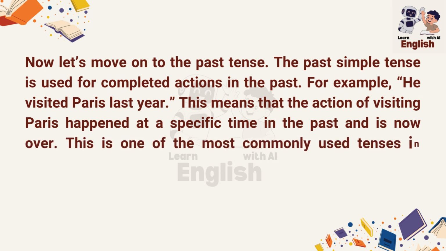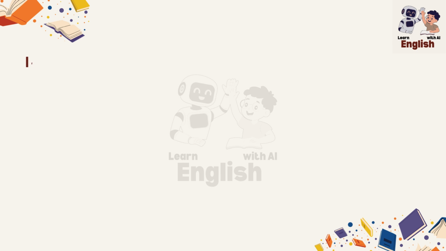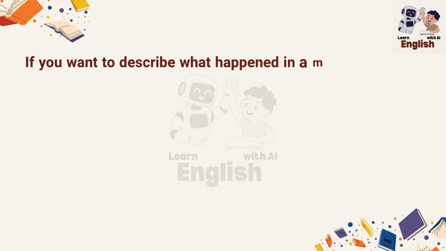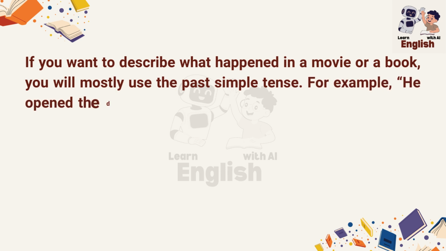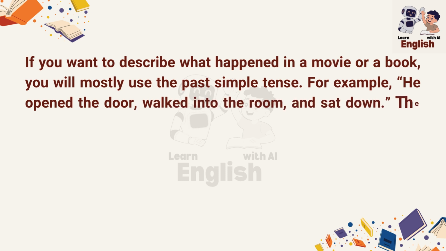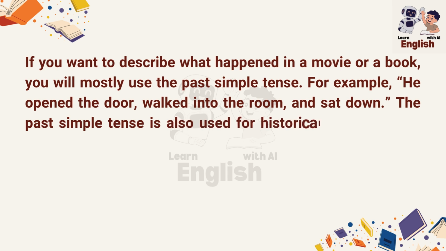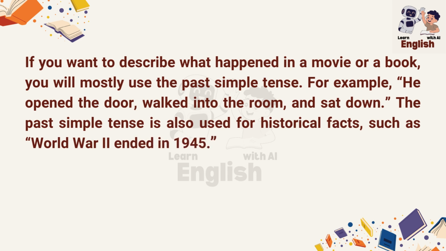This is one of the most commonly used tenses in storytelling. If you want to describe what happened in a movie or a book, you will mostly use the past simple tense. For example, he opened the door, walked into the room, and sat down. The past simple tense is also used for historical facts, such as World War II ended in 1945.